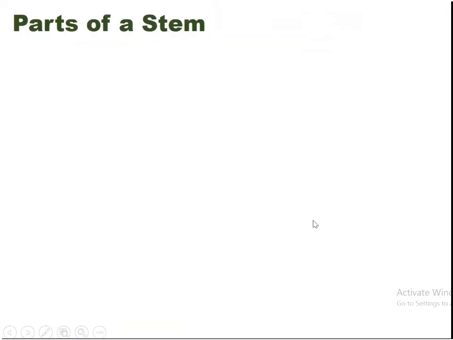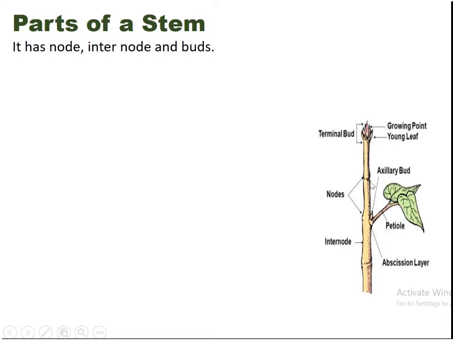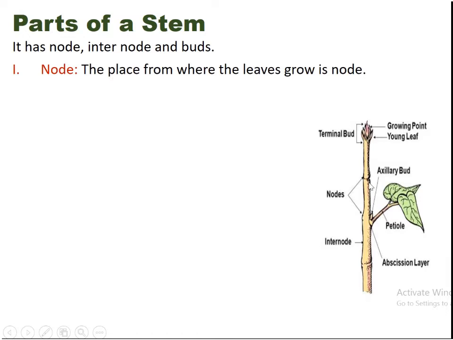Okay, now let's talk about the parts of a typical stem. The part from which branches and leaves grow is called the stem. It has nodes, internodes, and buds. See here in this figure, this is the node region. The node is the place from where the leaves grow. This one, this one, this one, these are the node regions. From these regions, leaves can grow.